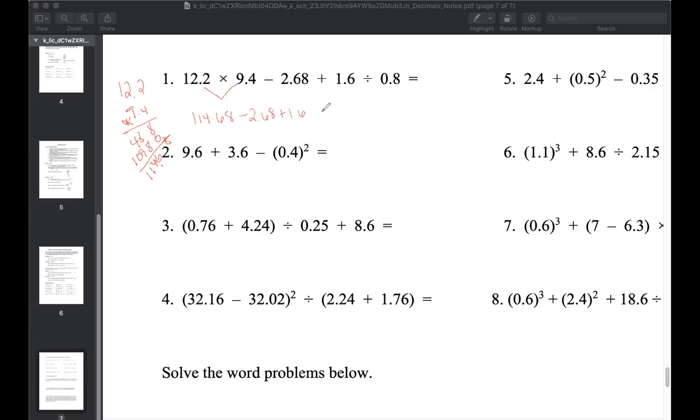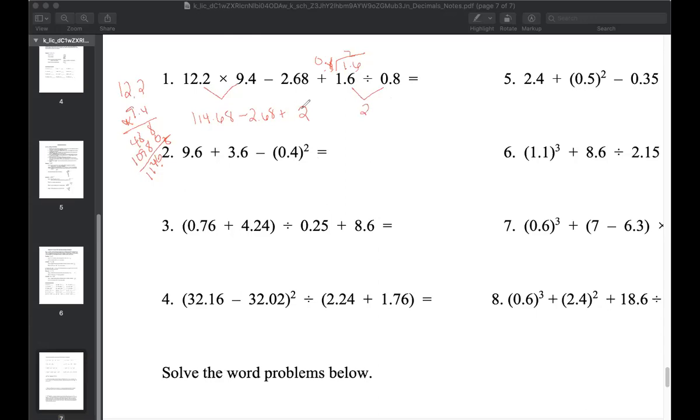What do I do next? Divide. Good. I need to divide 1.6 by 0.08. So what's 1.6 divided by 0.08? It's 2. Oh, 0.8, excuse me. Not 0.08, 0.8. Yes, it's very good. It should just be 2. It's really just 16 divided by 8. So that's really just 2.